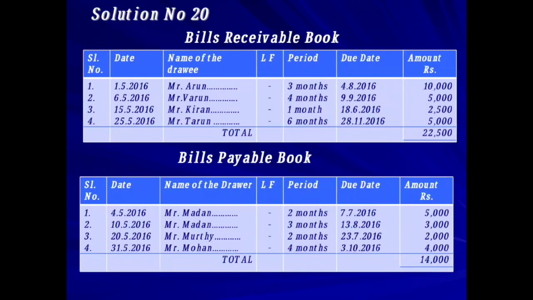So total bills receivable, how much we have to receive? 22,500. And on bills payable, how much we have to pay? It is 14,000. So if you have any doubt in the 20th problem, you can ask the doubts and get it clarified.